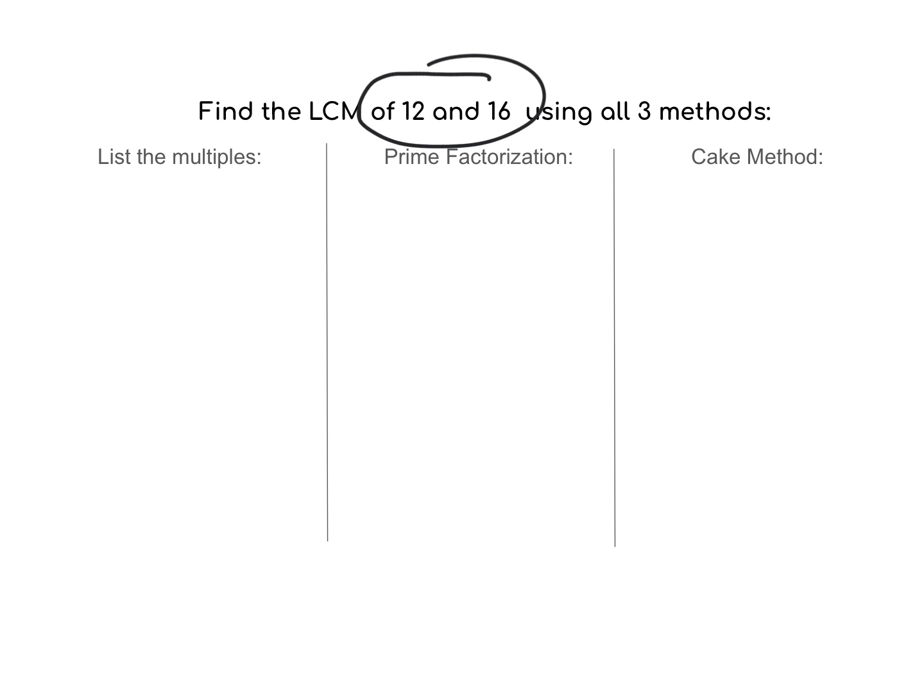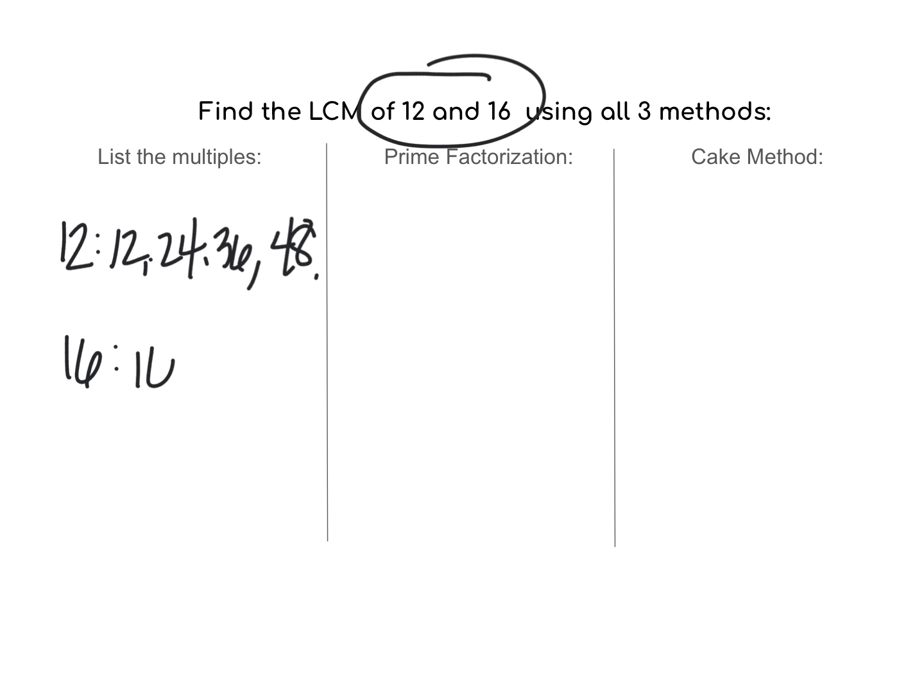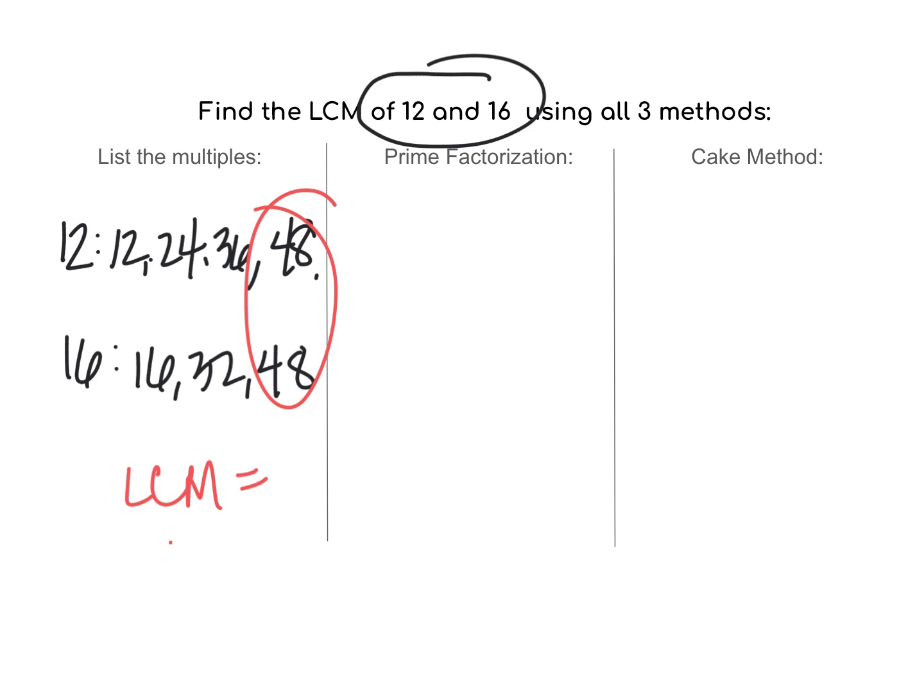So 12 and 16 using the multiples. I'm going to list out 12, 24, 36, 48. I'm going to stop there for now. And then we have 16. So 16, 32, 48. I see that they both have a 48. So the LCM would be 48.